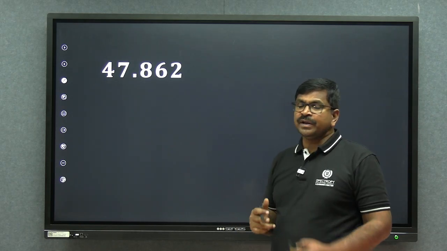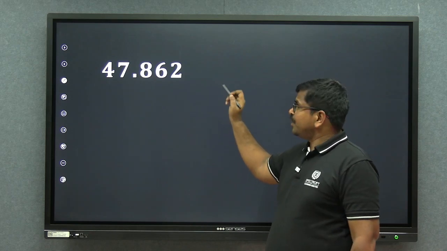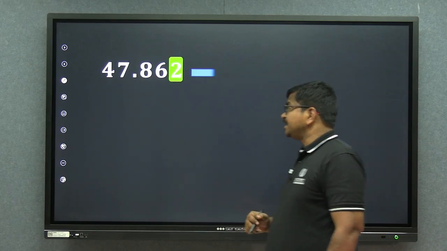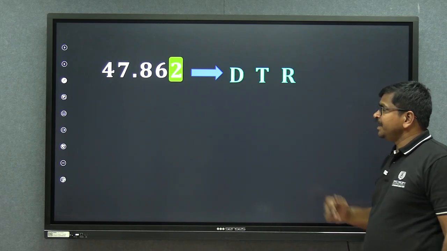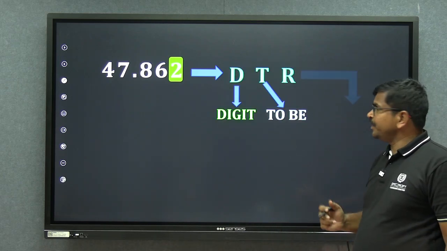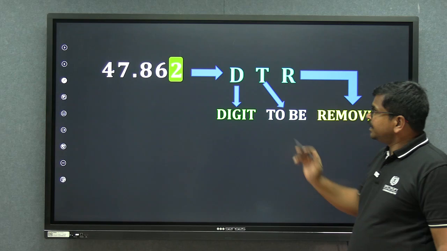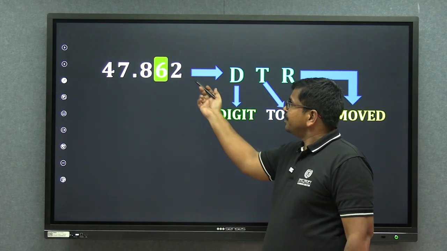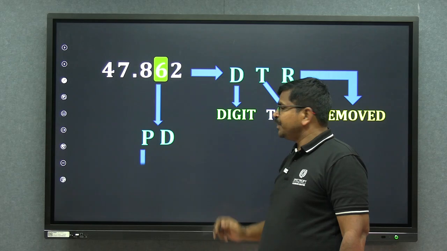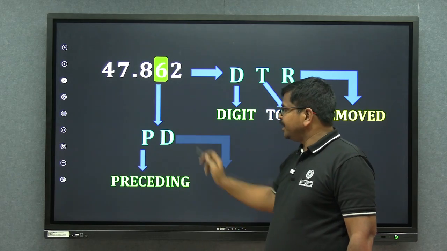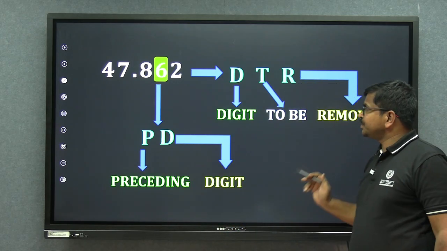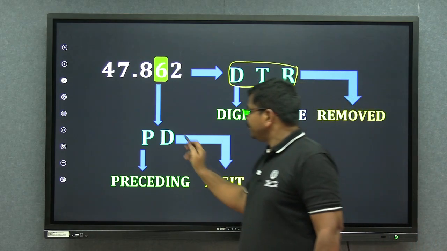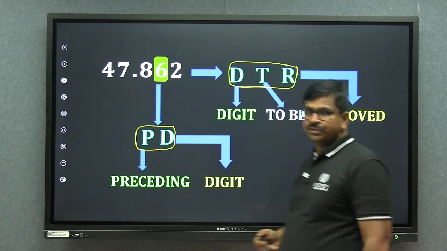So before removing, we need to understand what is the digit which we are going to remove. So that is named as DTR. D for digit, T for to be, R for removed. And the digit which is just before DTR, that is previous to DTR, is called as PD, P for preceding, D for digit. So you must be aware of the language DTR and PD. These two things we must know.